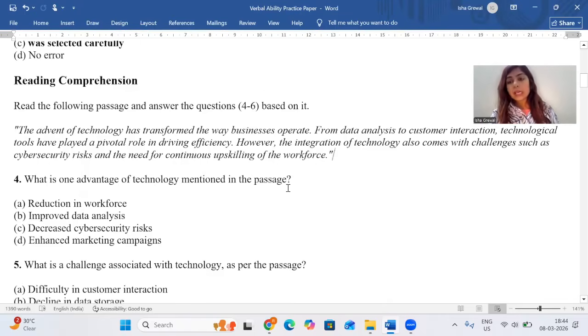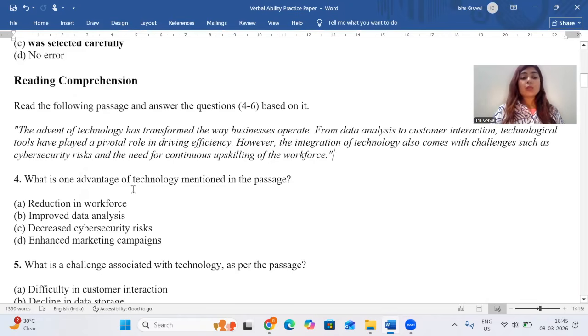So always understand, guys, do not overthink when we are solving reading comprehensions. Many of the students make mistakes in overthinking the passage. Even if the information is not written, what we do is we overthink and we think, no, this can't be, and we choose the options incorrectly. So don't do that, right?